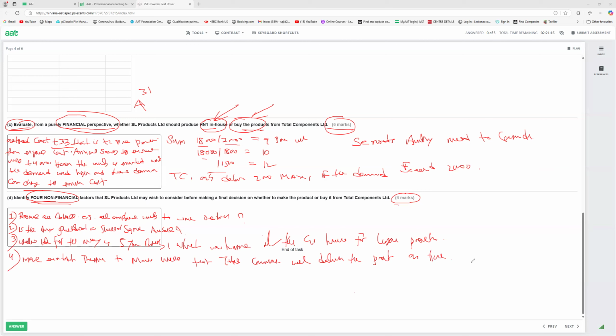And what else? And also you can say sensitivity analysis needs to be carried out to make a better decision. It's important to do the sensitivity analysis. All right. So I think that's it. That's all we have to write for the non-financial factors.